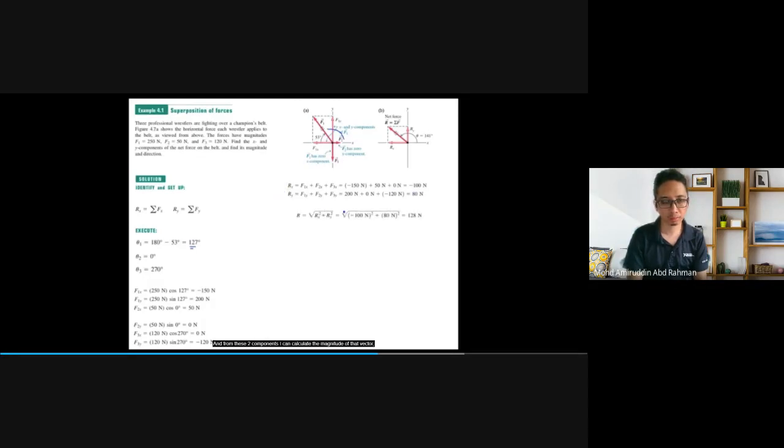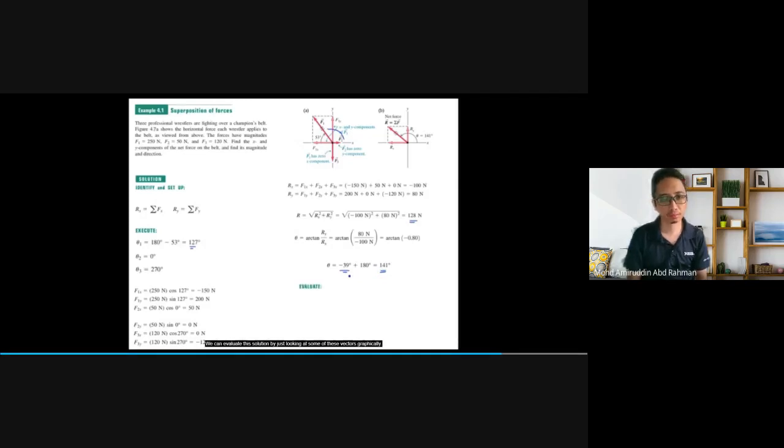From these two components, I can calculate the magnitude of that vector, which turns out to be 128 newtons. You can also find the angle that the vector makes with the positive x-axis by taking the arctan of the ratio of the y component to its x component. That gives an arctan of minus 0.8, which gives an angle of minus 39 degrees, down in this quadrant here. But I know that's not correct because F1 is the largest force and will dominate the resultant. As usual, the arctan will not give me the answer, since it only gives the answer up to 180 degrees. So I add 180 degrees to it, and I get 141 degrees.